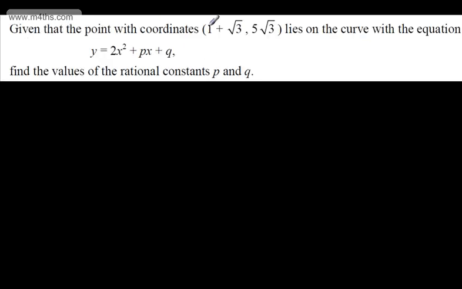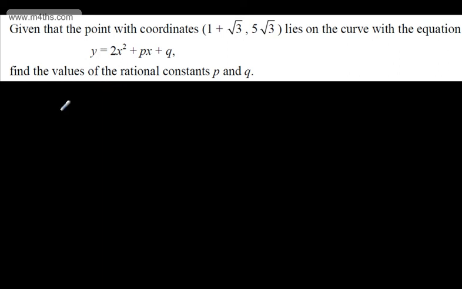Given that the point with coordinates 1 plus root 3, 5 root 3 lies on the curve with equation y is equal to 2x squared plus px plus q, find the values of the rational constants p and q. So this is our equation, and we can substitute in the values. This is the y coordinate, this is the x coordinate.